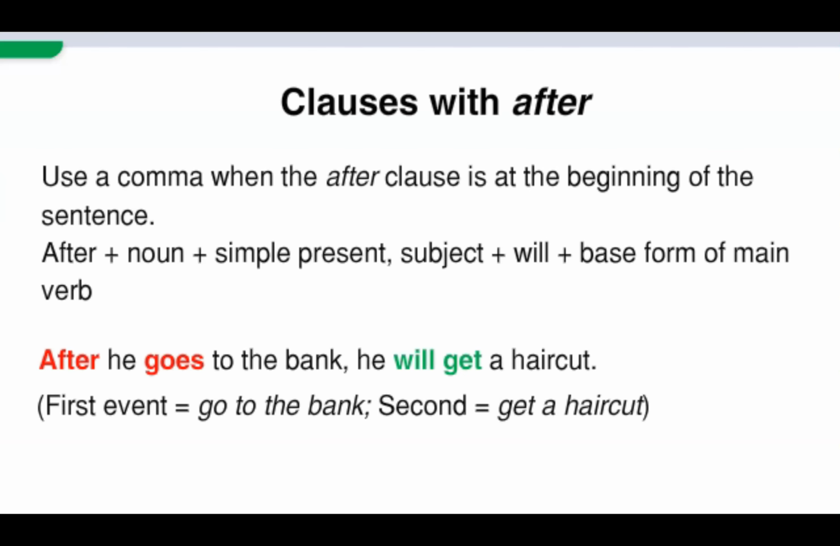Clauses with after. Use a comma when the after clause is at the beginning of the sentence. After plus noun plus simple present, subject plus will, plus the base form of the main verb. After he goes to the bank, he will get a haircut. The first event is go to the bank. The second event is get a haircut.